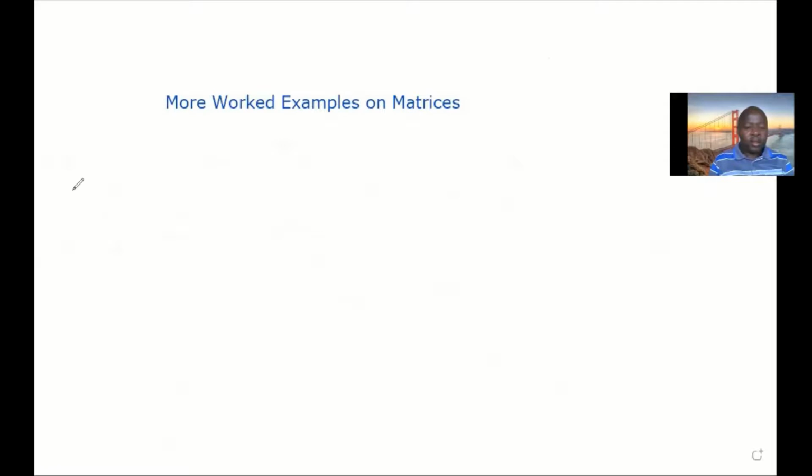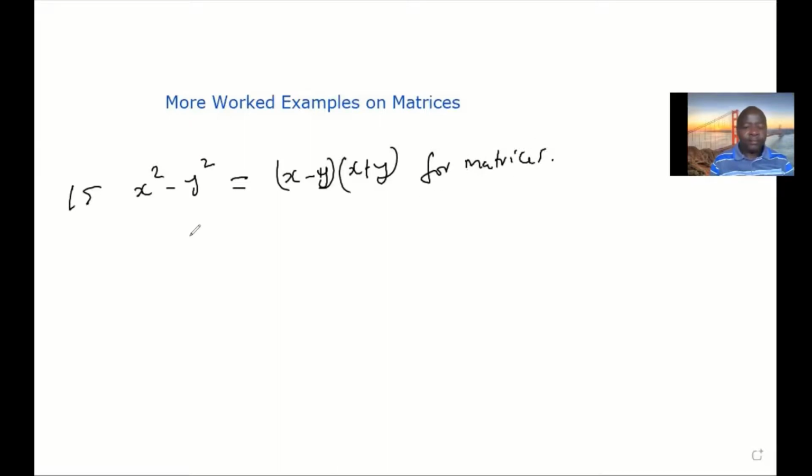The question is: is x squared minus y squared the same as (x minus y)(x plus y) for matrices? Is it always the case? Is this the same as that? What I'm saying is that not always. My answer is not always. For some matrices it will be true, but not for all matrices.